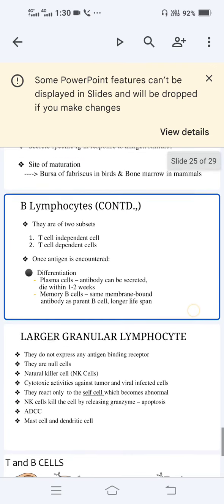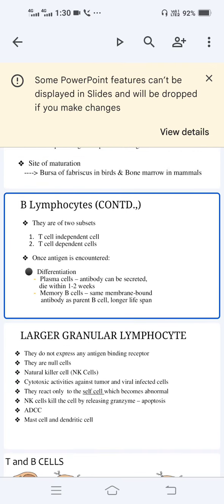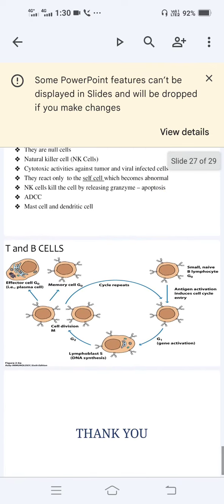There are two types of B lymphocyte subsets, T cell independent and T cell dependent. Once antigen is encountered, plasma cells differentiate and secrete antibodies, and die within 1 to 2 days. The memory cells have the same membrane bound antibody as the parent B cell and have a longer lifespan. T and B cell.